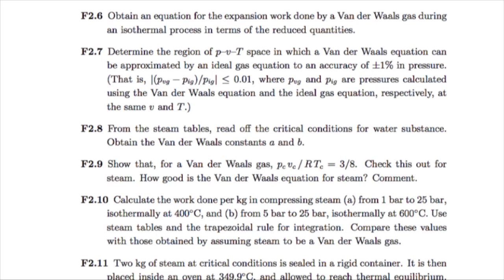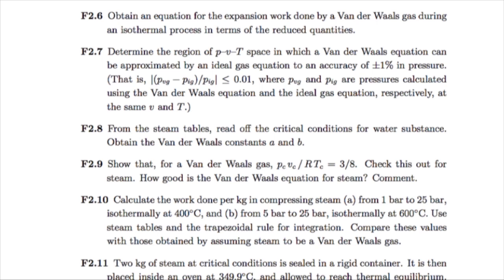Now, 2.9 and 2.10 pertain to the question as to the extent to which our steam can be considered to be modelable by the van der Waals equation of state. And it turns out that van der Waals equation of state is not really a good model for steam. As you start solving 2.8, 2.9 and 2.10, you will notice that particular fact.